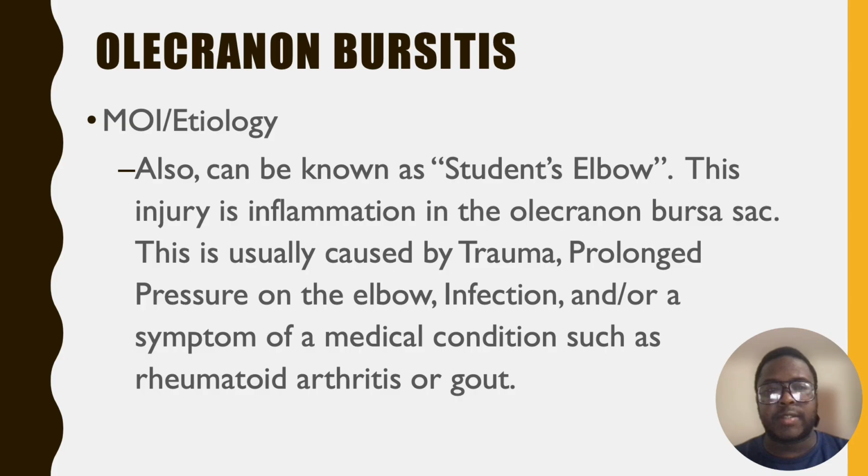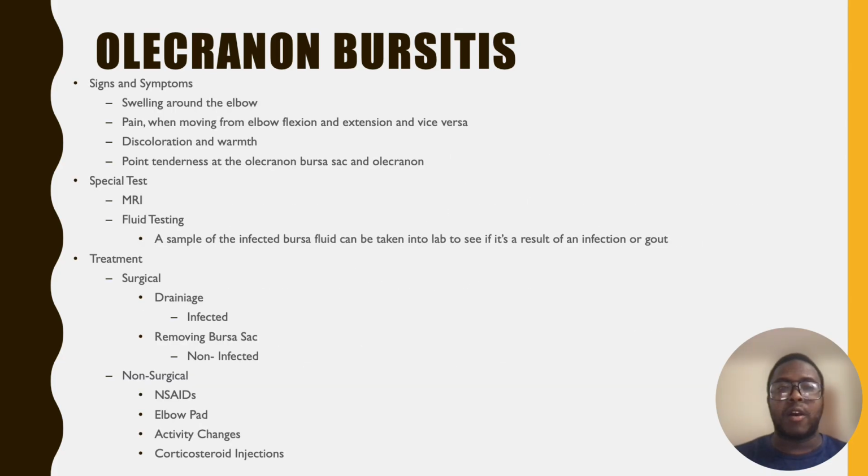So for this case, signs and symptoms are swelling around the elbow and pain when moving from elbow flexion to extension, since you're moving the olecranon back to its place. Also discoloration, warmth, and point tenderness at the olecranon bursa sac over the olecranon itself. Special test is MRI to look at the bursa sac itself.